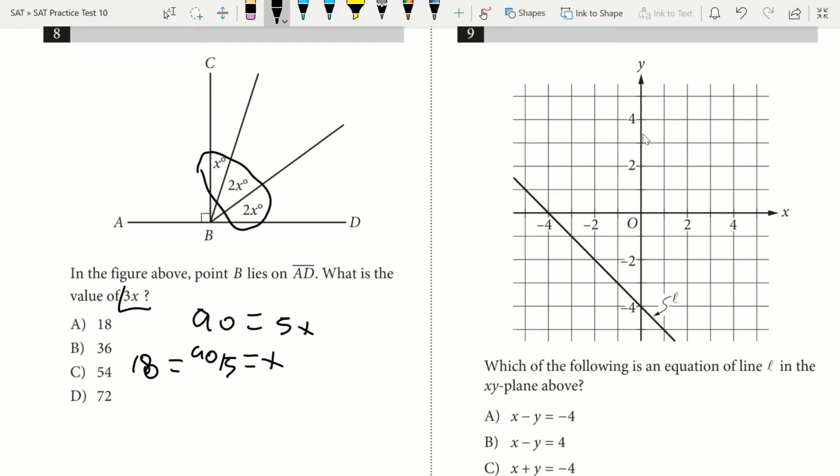I'm asked for the value of 3x though. 3 times 18, that is going to give me 54. So my answer there is going to be C.